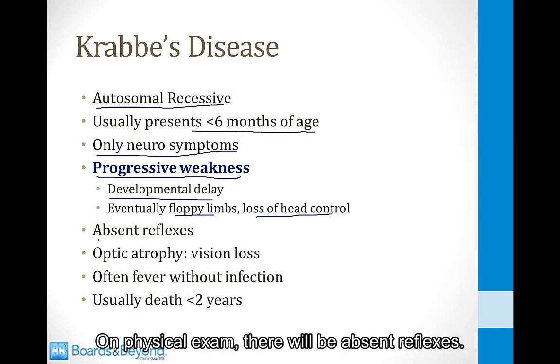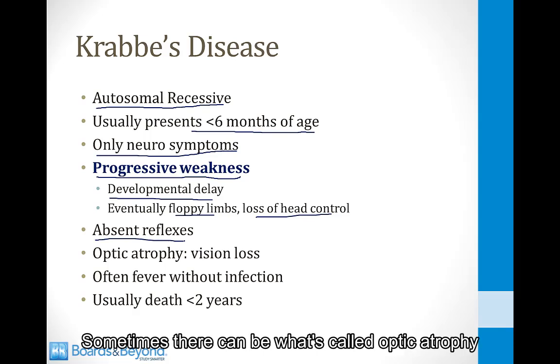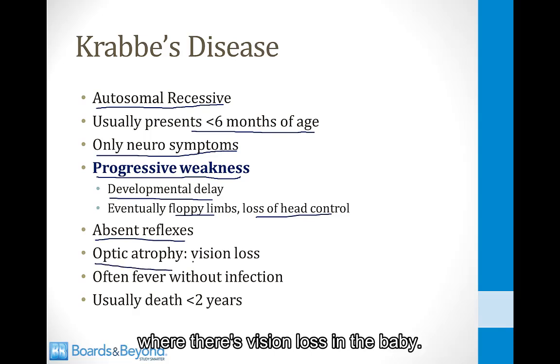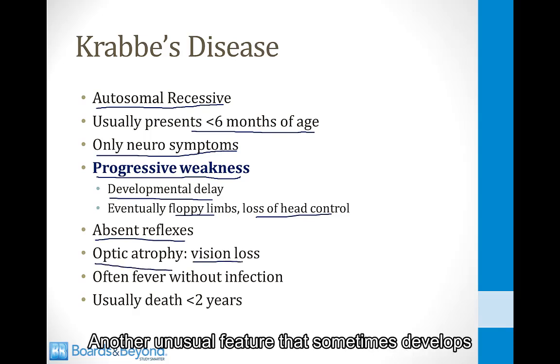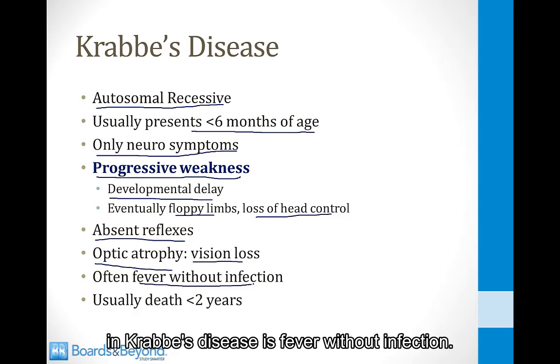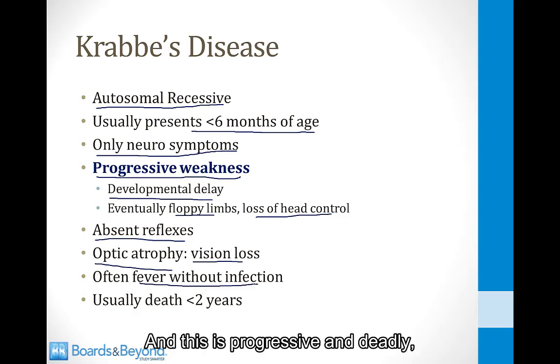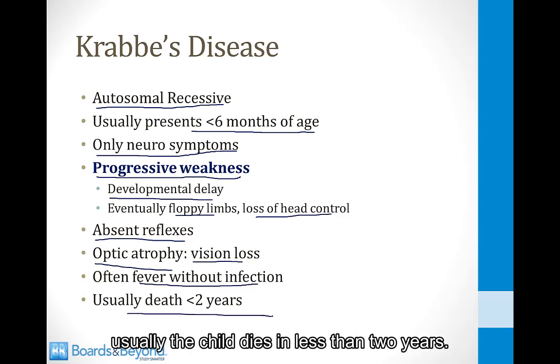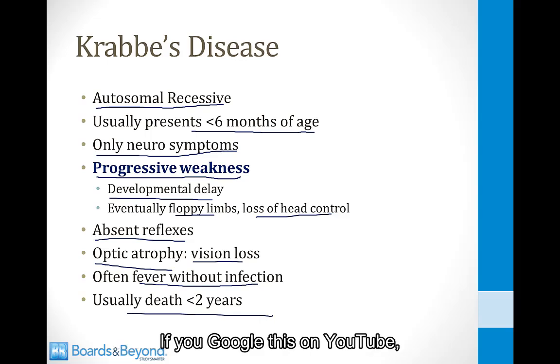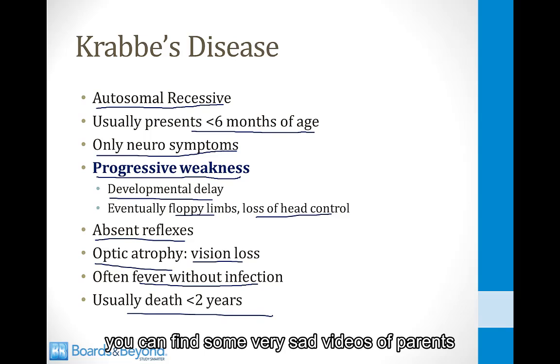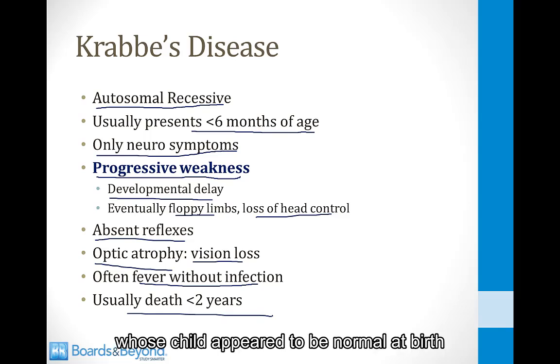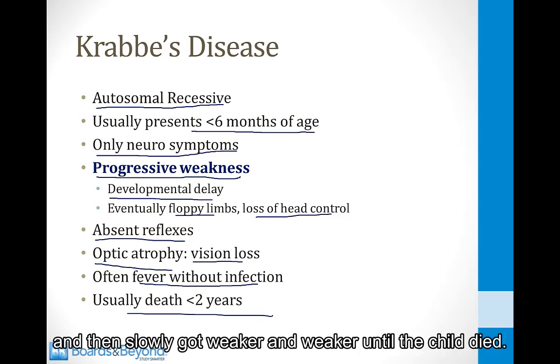On physical exam, there will be absent reflexes. Sometimes there can be what's called optic atrophy, where there's vision loss in the baby. Another unusual feature that sometimes develops in Krabbe's disease is fever without infection. And this is progressive and deadly. Usually the child dies in less than 2 years. If you Google this on YouTube, you can find some very sad videos of parents whose child appeared to be normal at birth and then developed Krabbe's and then slowly got weaker and weaker until the child died.